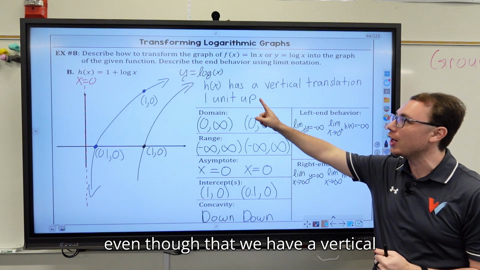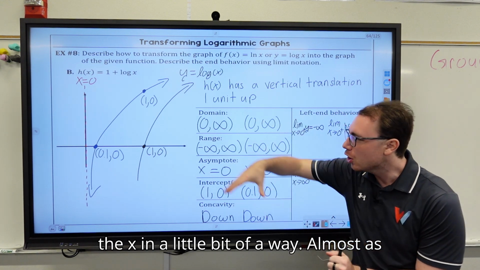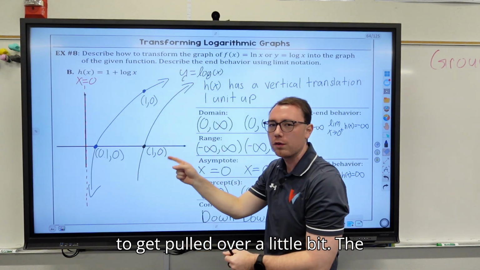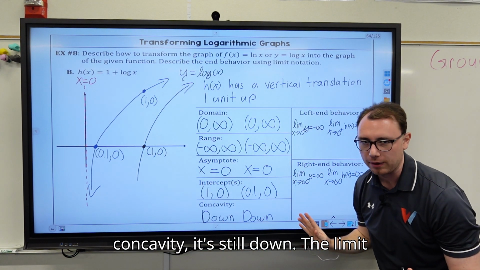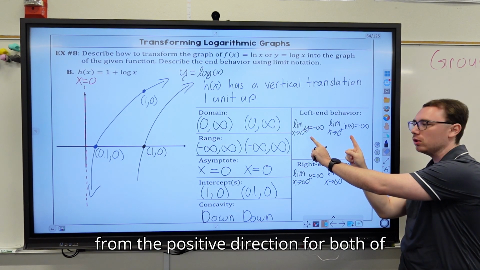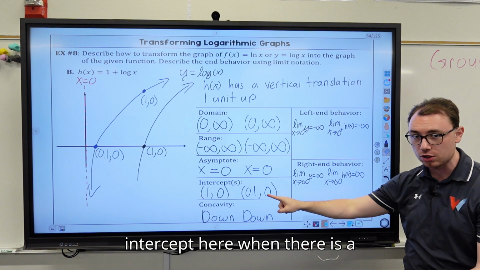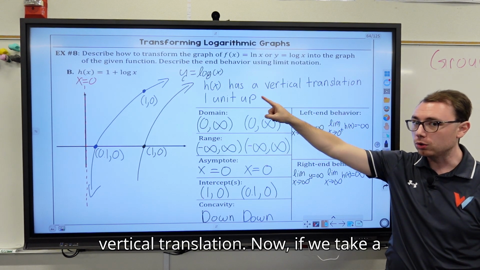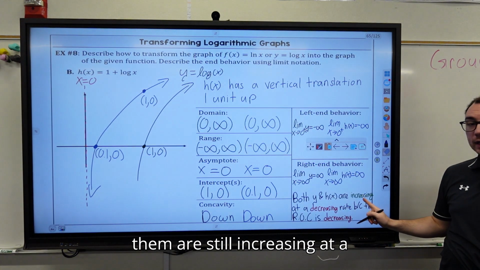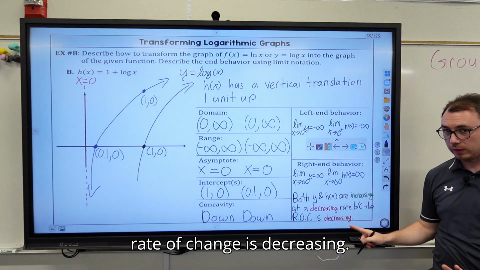Even though we have a vertical translation, it still does affect the x in a little bit of a way. Almost as if you grab it, and since you're dragging it upwards, the intercept has to get pulled over a little bit. The concavity is still down. The limit notation, we're still approaching 0 from the positive direction for both of them to negative infinity. So nearly everything's the same except for the intercept when there is a vertical translation. Now, if we take a look at our description, both of them are still increasing at a decreasing rate because the rate of change is decreasing.